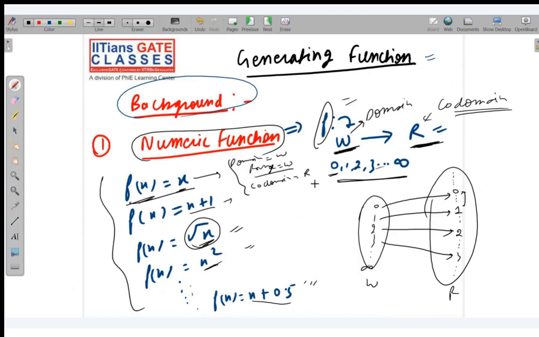So what are numeric functions? Where the domain is whole numbers and the codomain is real numbers. That is a numeric function. I think you have got it. If anybody has any doubt, please let me know. These are very basic things. Is it okay? Okay, so let me jump to the next slide.